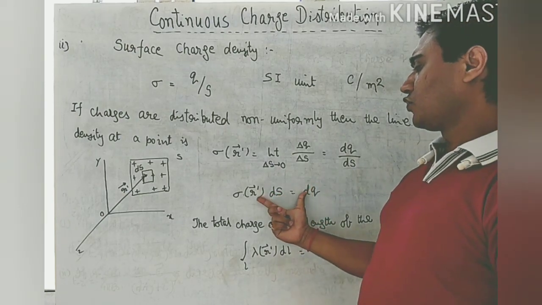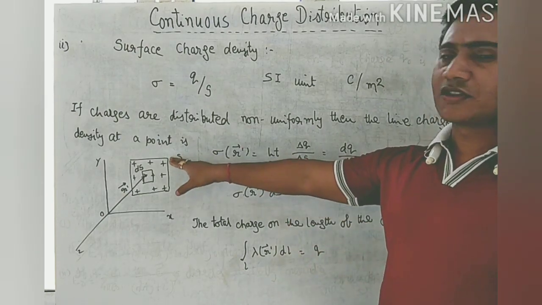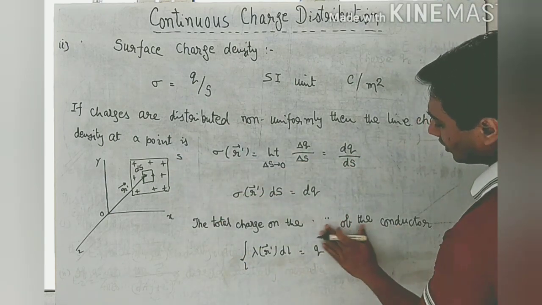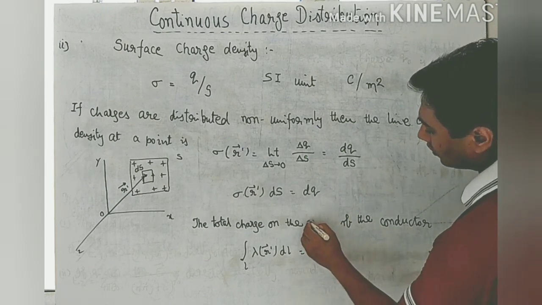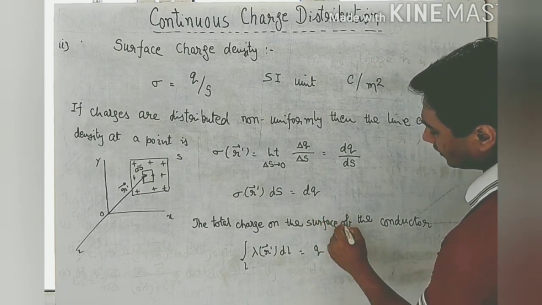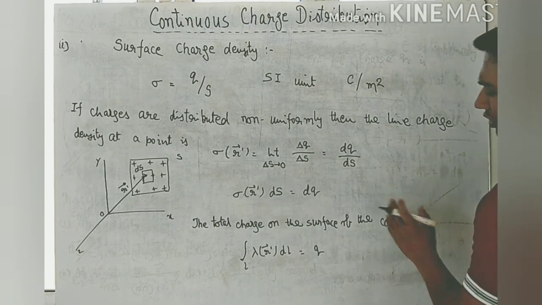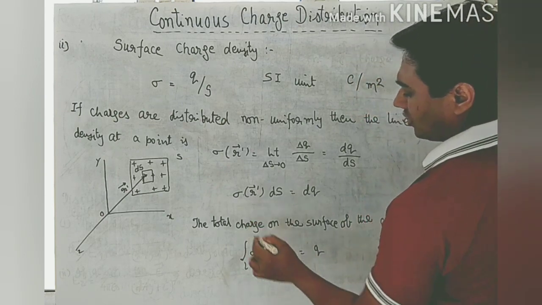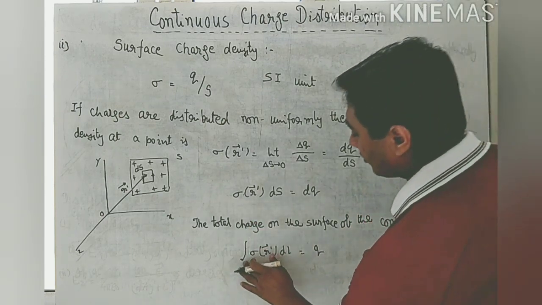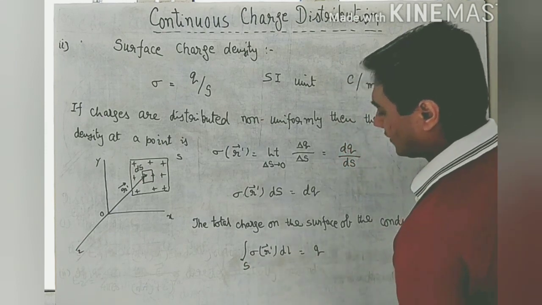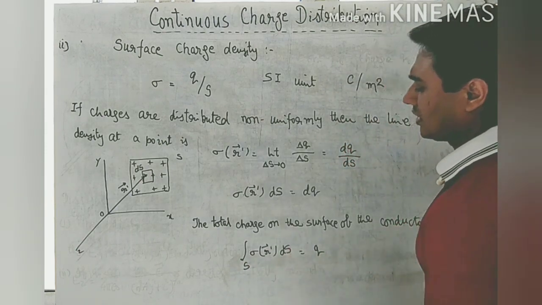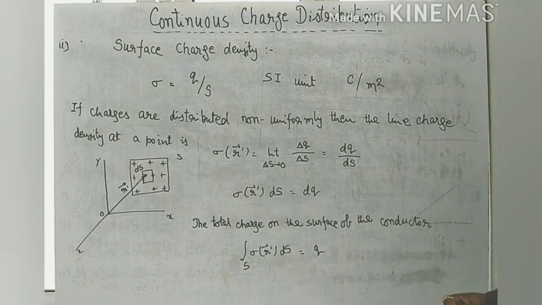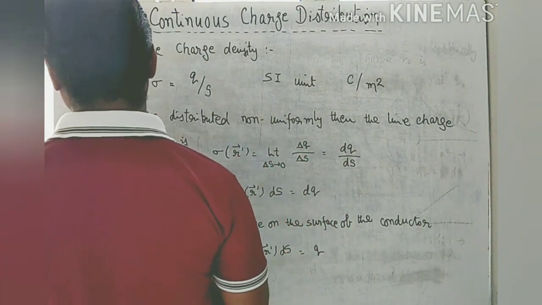Now again integrating this, we can have the total charge on this whole surface S. So the total charge on the surface of the body or conductor can be calculated as the integral over S of sigma of vector r prime ds, which is equal to q. Okay, let's have the third type of distribution.